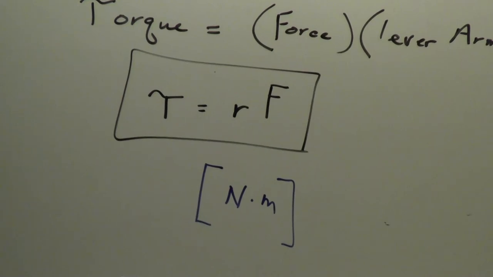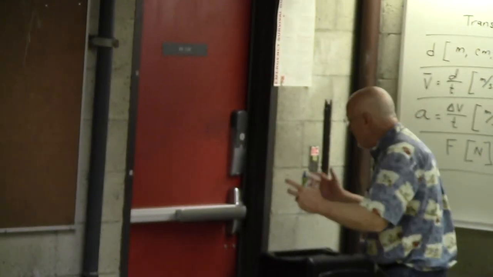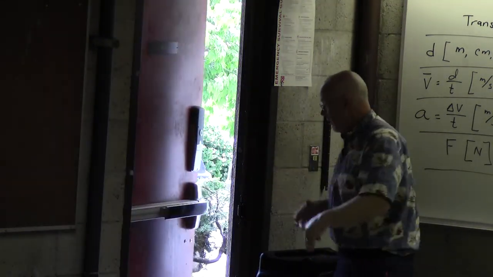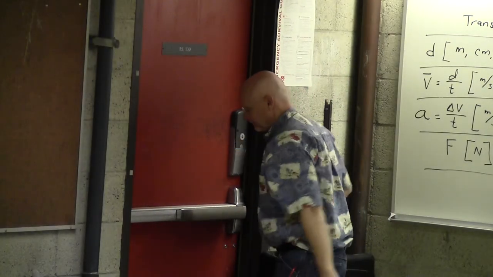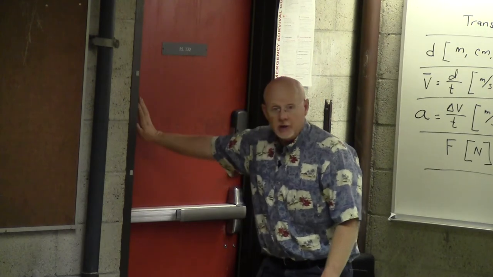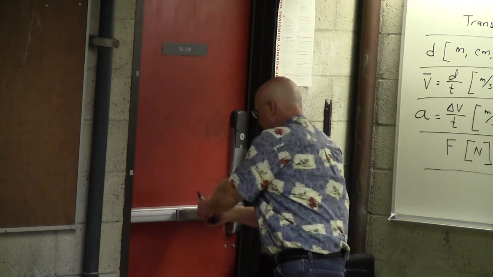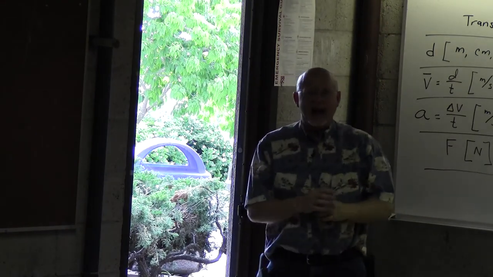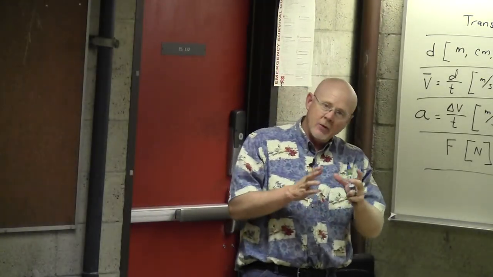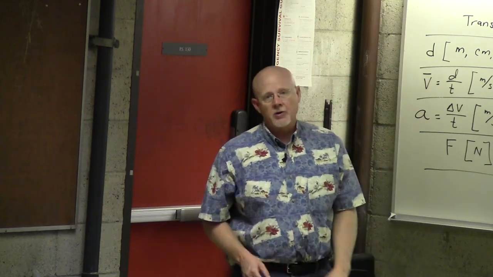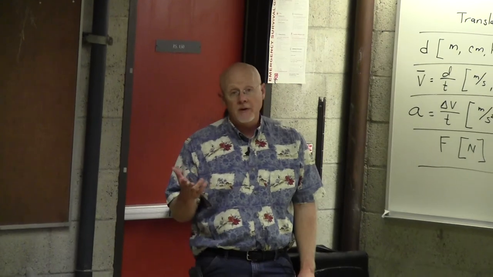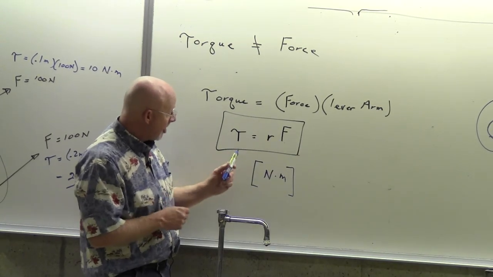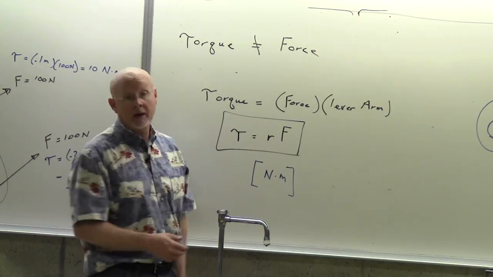Just like this door. I could come over here and open the door. To open the door, I need a certain amount of torque. If I push the door in this location, it's a small force because it's a pretty big lever arm. But when I push the door at this location, I can still open it. I just need a lot of force corresponding with a small lever arm to get the same amount of torque. So the same amount of torque is needed to open the door. It's just a matter of do you want to use a lot of force to get that torque, or do you want to use a big lever arm to get that torque?